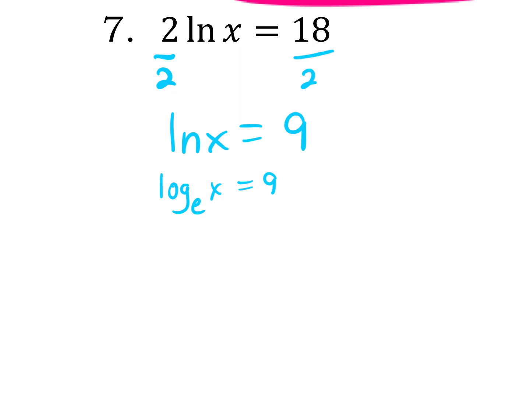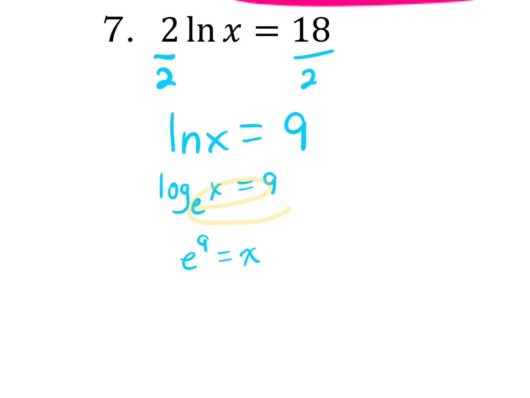Now we want to rewrite this using exponents. Like I've said before, if you're a visual person and you draw the e to write the exponent, do that. If you're the first, last, middle type, that works too. So first, last, middle tells us we have e to the 9th is equal to x. That's our answer. That's our exact answer.